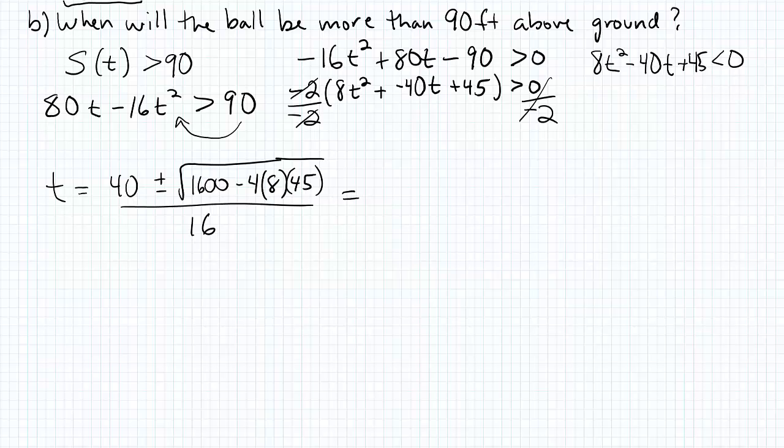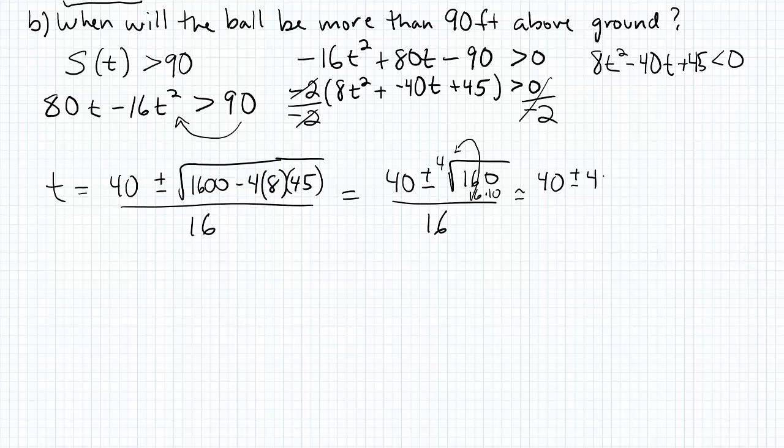All right, let's work out that piece underneath the radical. If you actually do that, you're going to end up with 40 plus or minus the square root of 160 all over 16. And then from there, we can simplify this a little bit. Remember, 160 is 16 times 10. So if I do that, then I can take out the 16 as a 4, giving you 4 square roots of 10. So plus or minus 4 square roots of 10 all over 16.